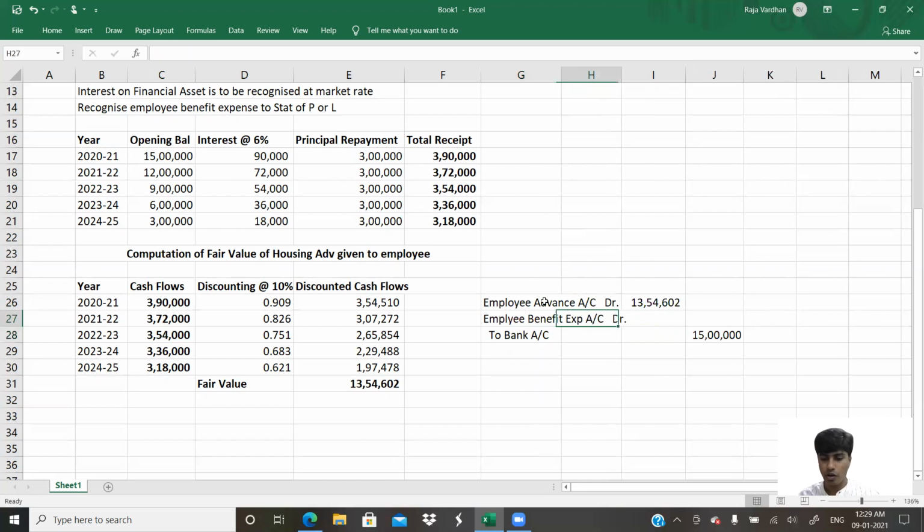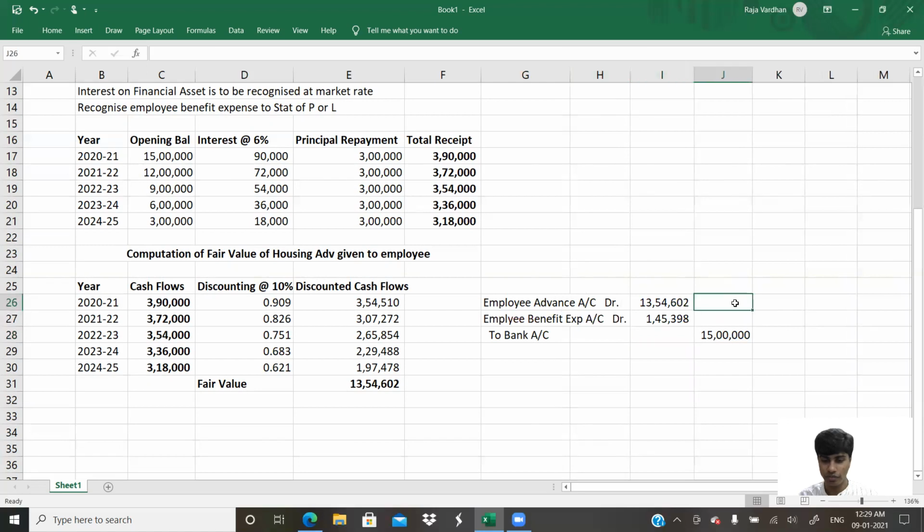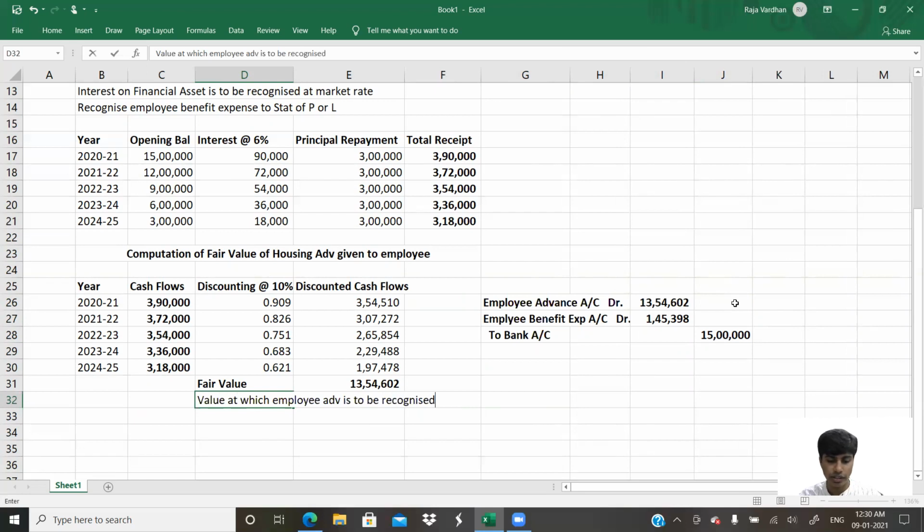How much is the employee benefit expense account debit? 15 lakh minus 13 lakh 54,602, that is 1 lakh 45,398. I told you randomly then, but it turned out to be good. Thank you, God, for keeping my math good. So this, my friends, is my employee benefit expense, which has to be recognized in my statement of profit or loss. Fair value is the value at which employee advance is to be recognized. So, employee benefit expenses.